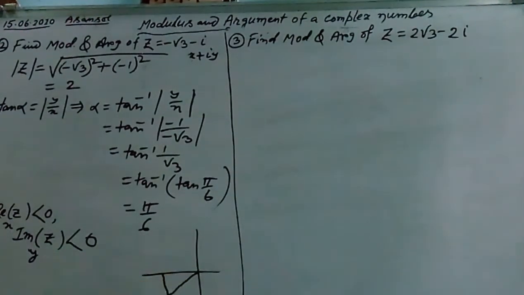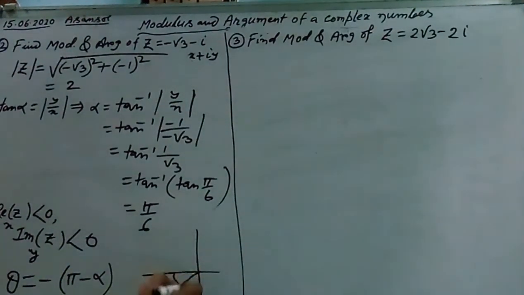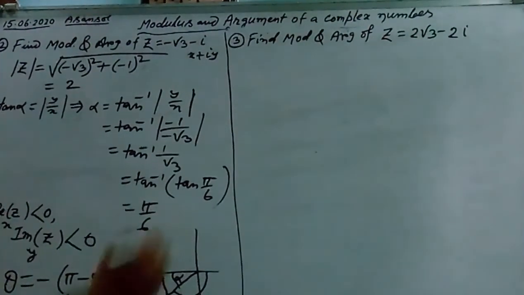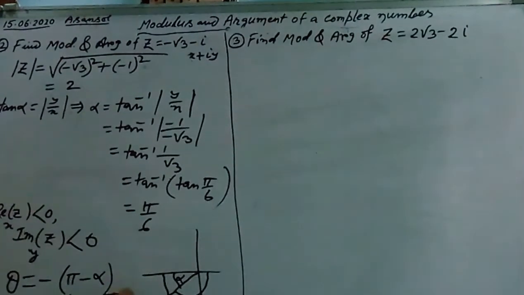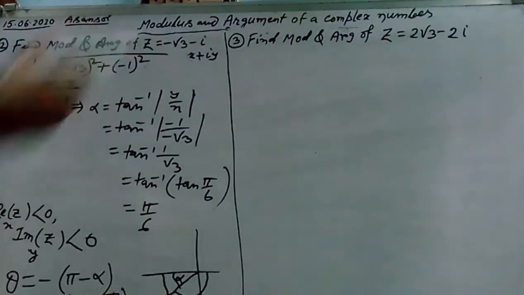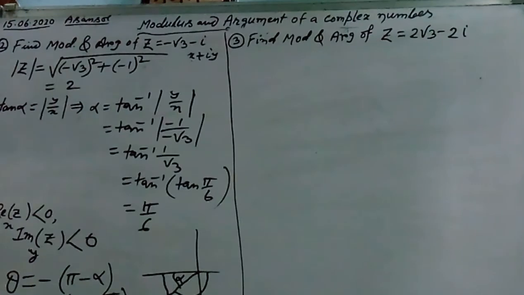So in this case, in the third quadrant, the argument theta will be minus of pi minus alpha. This angle, from here to here, will be minus of pi minus alpha. Now, after putting the value, alpha is equal to pi over 6, and after simplifying, we will get minus 5 pi by 6. This is the argument.